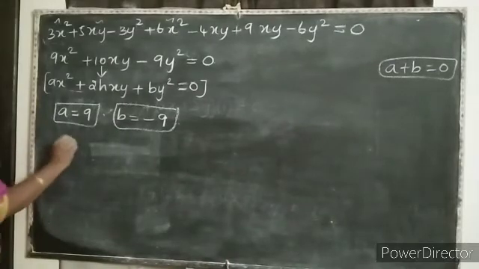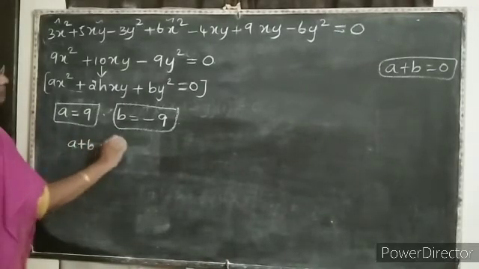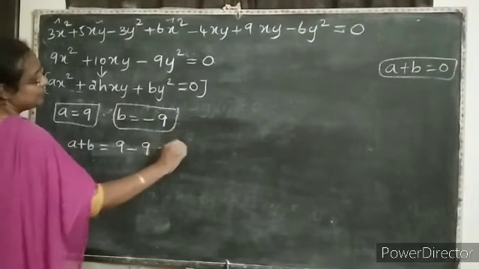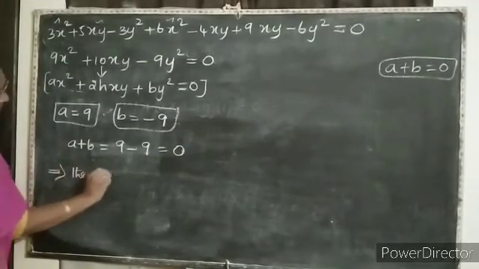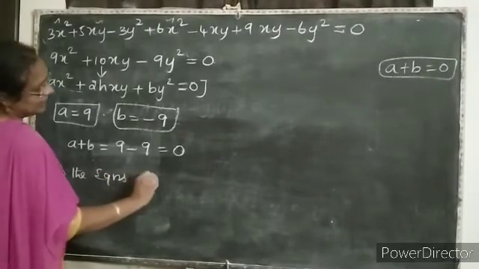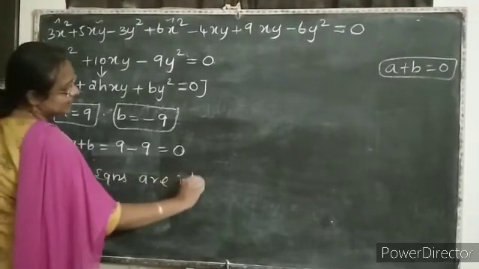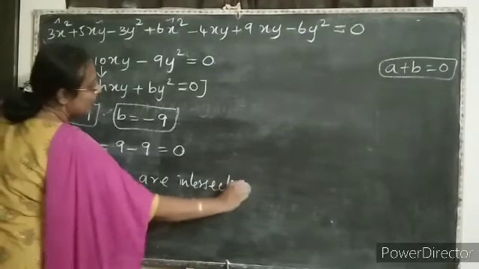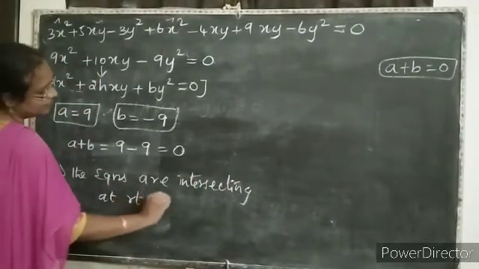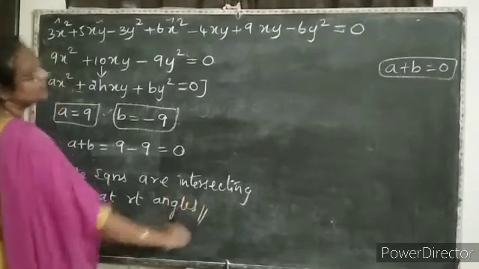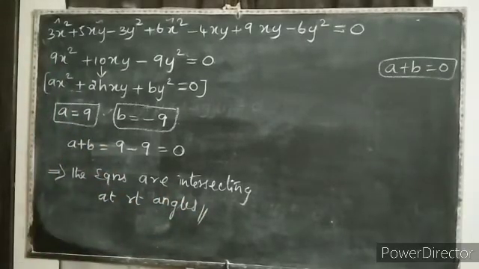So now I am going to check whether a plus b is equal to 0. Shall we? So a plus b is equal to 9 minus 9 is equal to 0. So this implies the given equations are intersecting. Where do they intersect? At right angles. Hence they are proved.